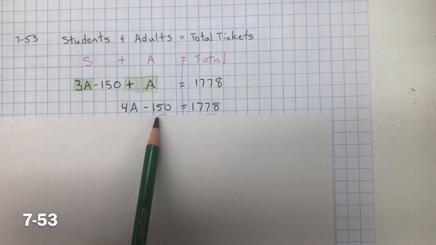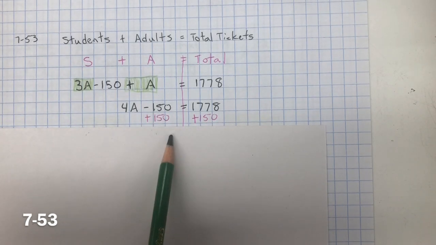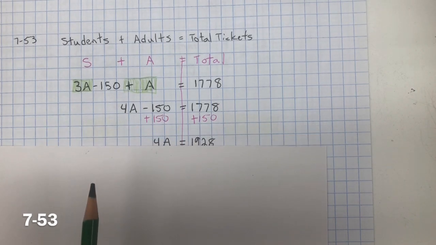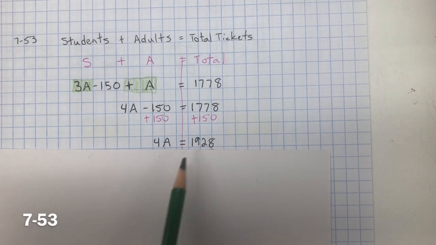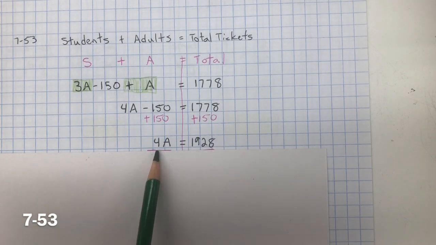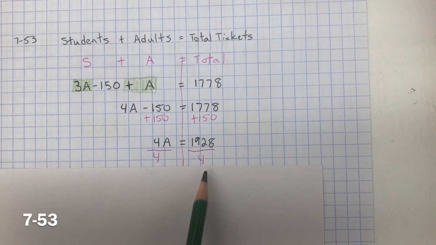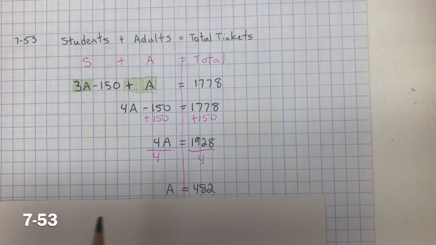And then inverse property of subtraction is addition. So we're going to add 150 to both sides. This created a 0 pair. 4a equals 1,929. Inverse property of multiplication is division. So we're going to divide both sides by 4, which creates the giant 1. What you do to one side, you do to the other. And you get a equals 482.